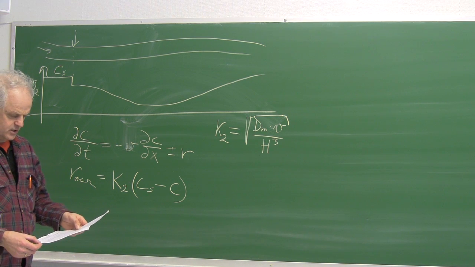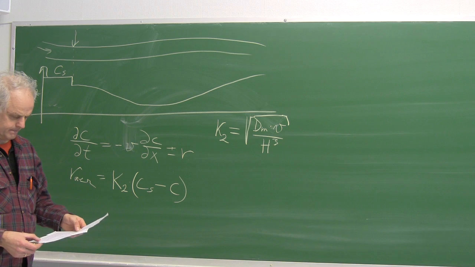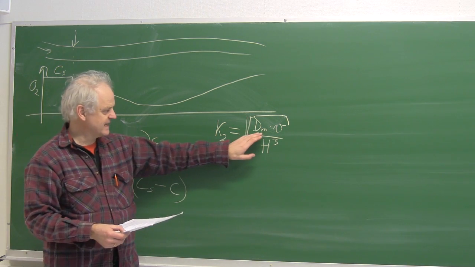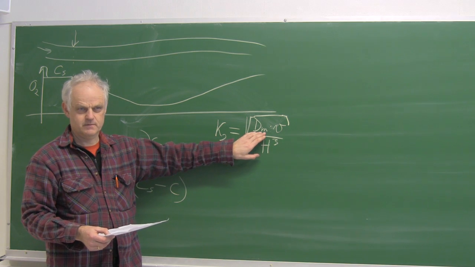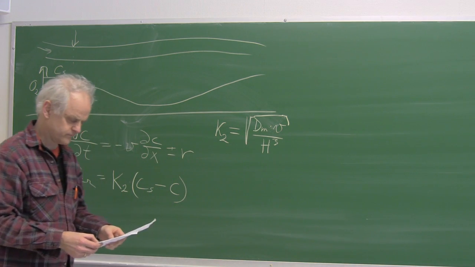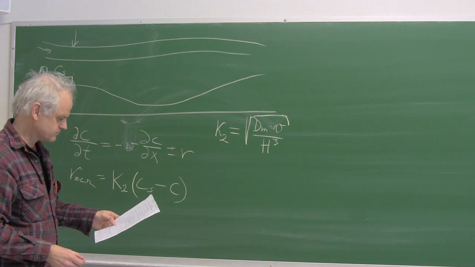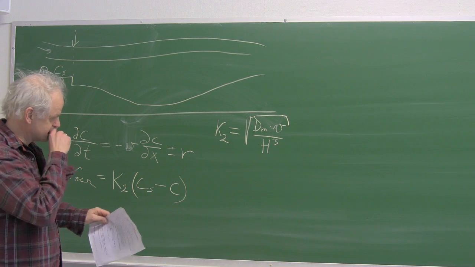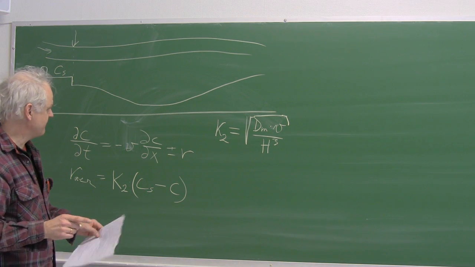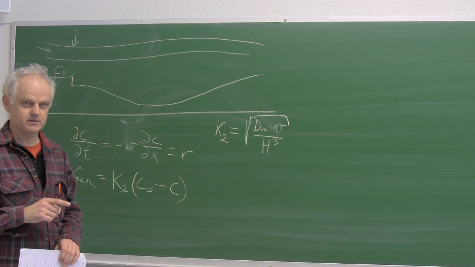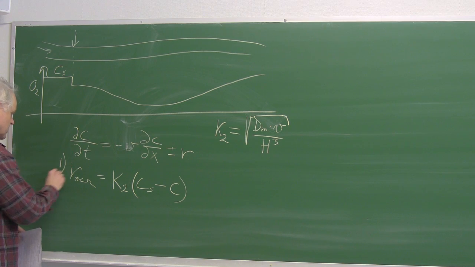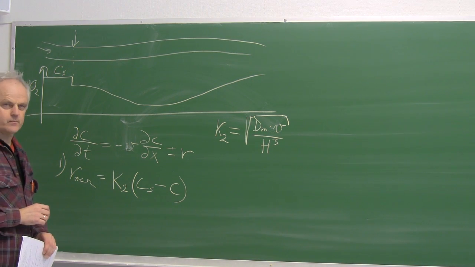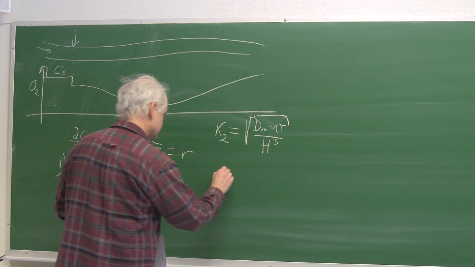All right, good. The Dm is the molecular diffusion, and that's where the temperature effect comes in. But that's good enough for now. Then, that's a source of oxygen. Any other sources of oxygen? We can say that's number one. Number two is photosynthesis.